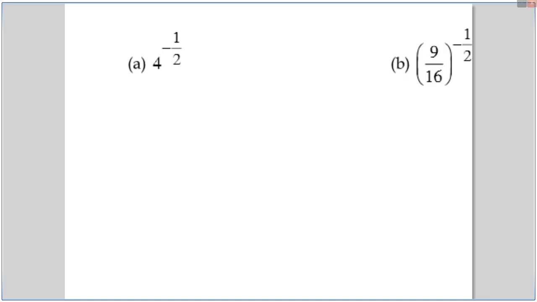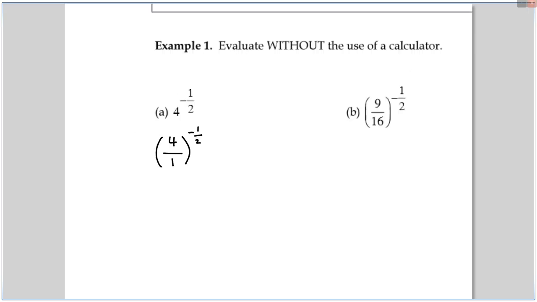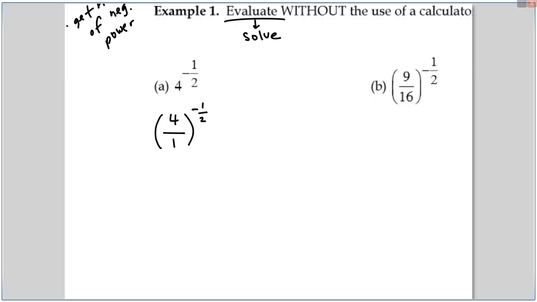Okay, so 4 is the same as 4 over 1, just like Bailey said. And what do we want to do? We want to evaluate. So what does evaluate mean? Basically means just solve. Okay? So first things first, get rid of the negative power. So all you gotta do is take it off. So if you do that, what happens to the base? It reciprocates.